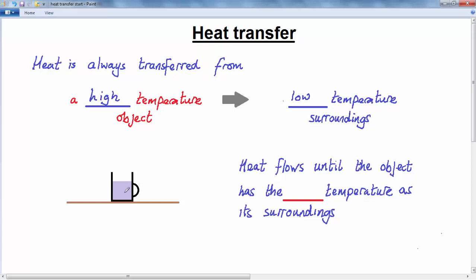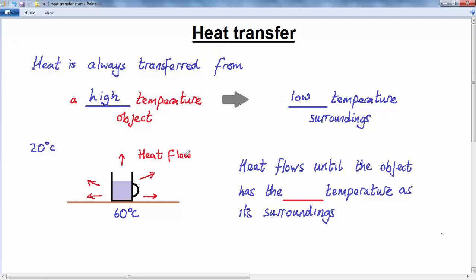So for example, if we've got a cup of tea sitting in the kitchen at, let's say, 60 degrees Celsius, that's a hot cup of tea, and the temperature of the kitchen around it is 20 degrees Celsius, then heat will flow from the tea, from the cup, into the surrounding environment. It will never go from the surroundings into the cup.